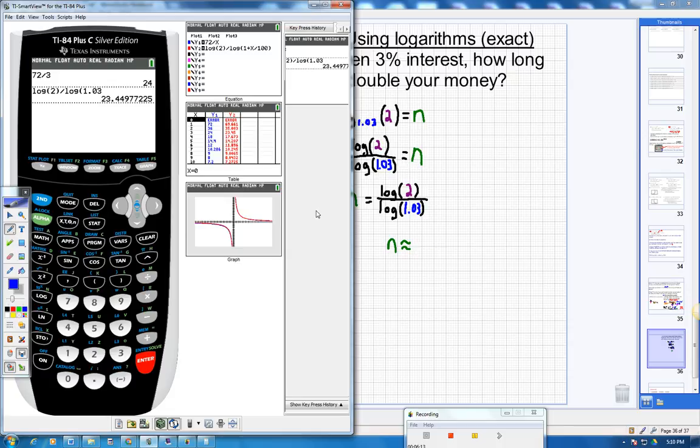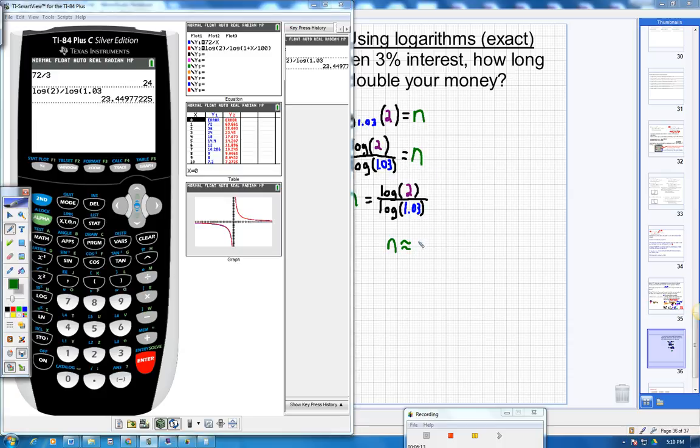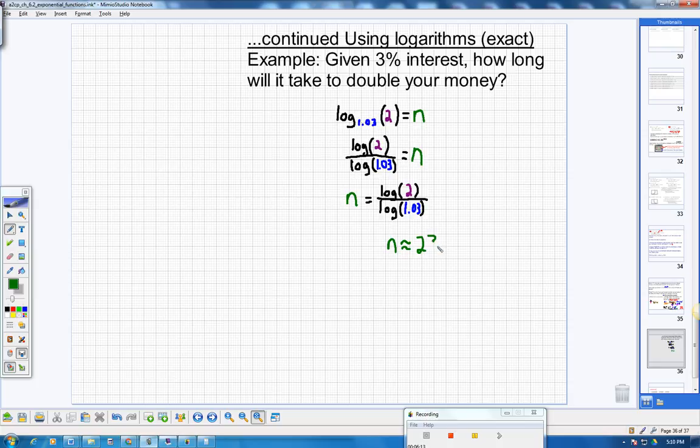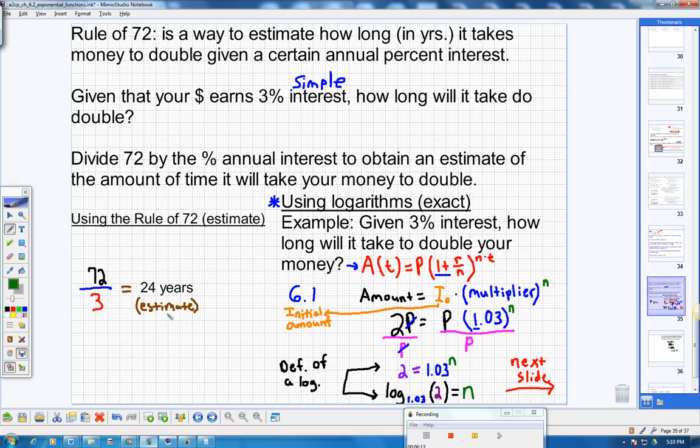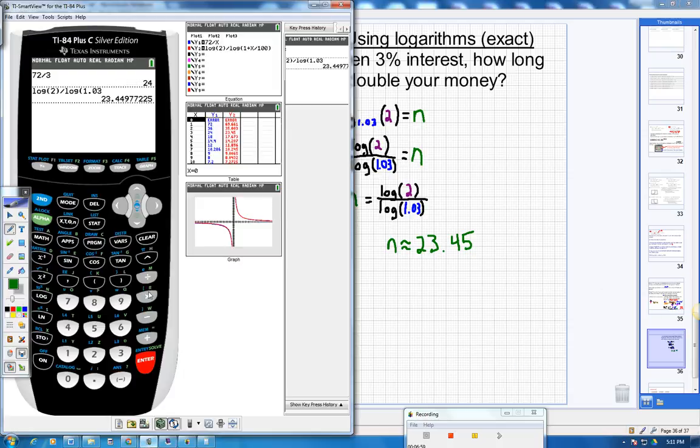23.449772225 years. So really, that is my end value, the exact value is about 23.45. Well, how does that compare to our estimate? You'll notice that it's pretty close to our estimate. If we want to know how long it's going to take to double, when you're dealing with that many years, what's a half a year, you know? So you now know how to enter in logs into your calculator. I should have ended the parenthesis there, but it really didn't matter.